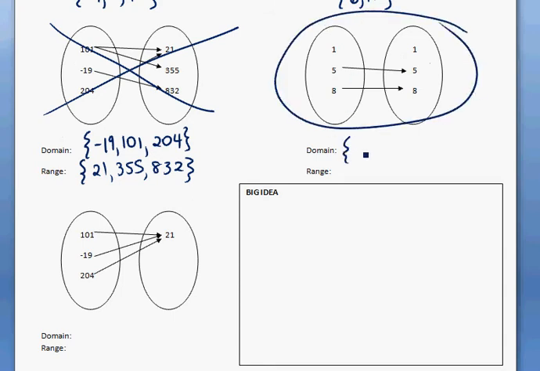For the domain, let's skip the 1 because we didn't use it, and let's just say that 5 is an input and 8 is an input. And for the range, let's do the same thing. 5 is an output and 8 is an output.